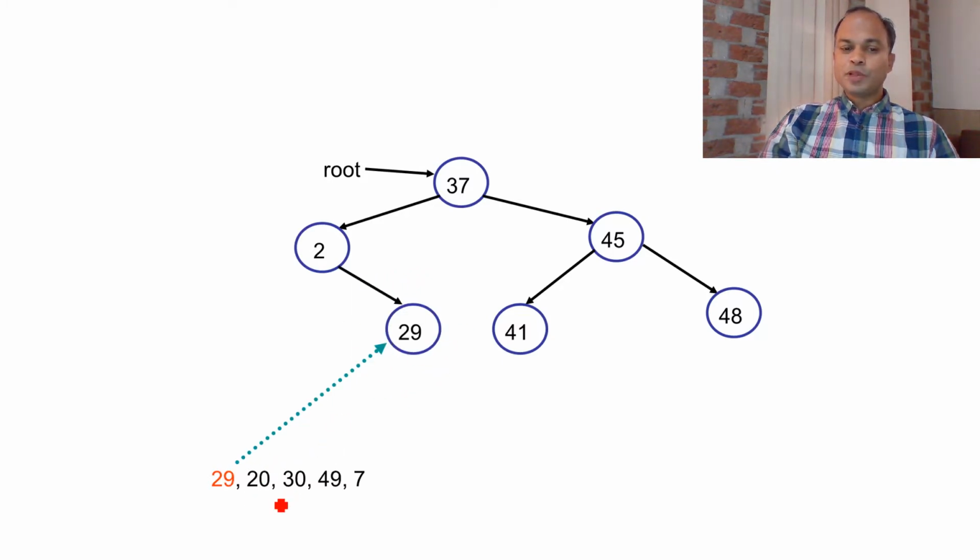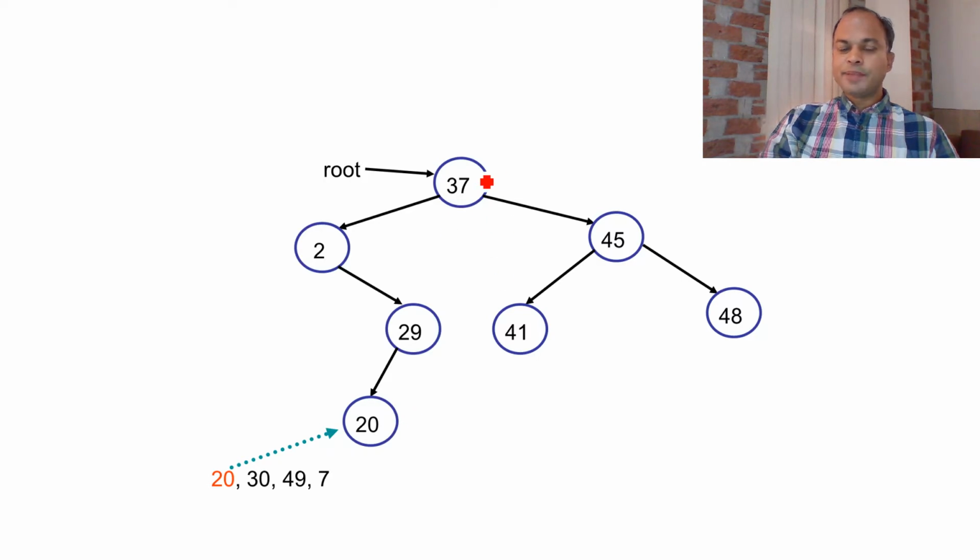After it, we have to insert 20. 20 is compared with 37. 20 is lesser than 37. Now 20 is greater than 2. Now 20 is lesser than 29. Therefore, 20 should be inserted in the left hand side of 29. We have inserted 20.